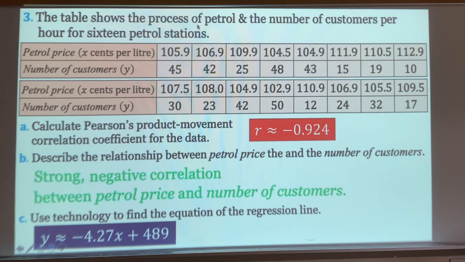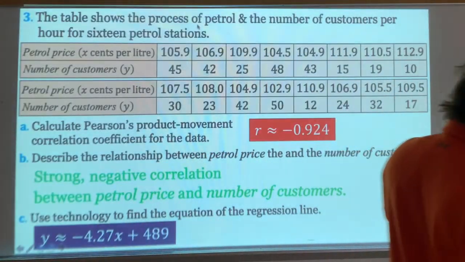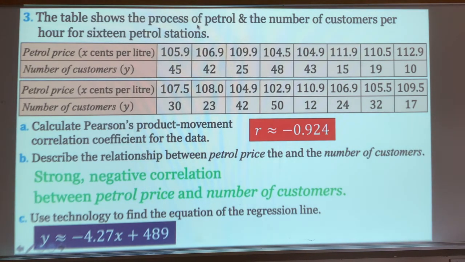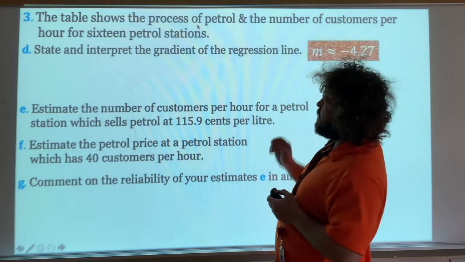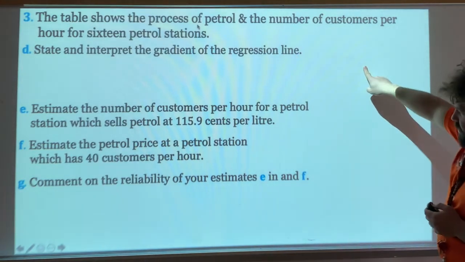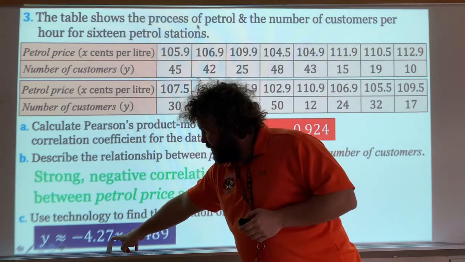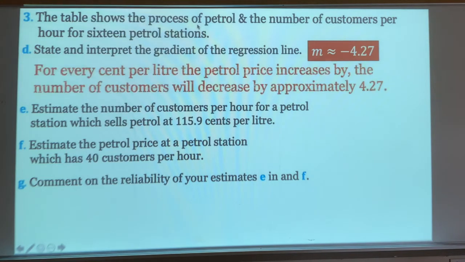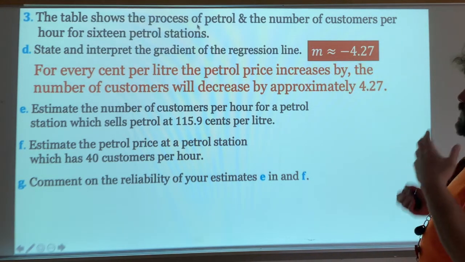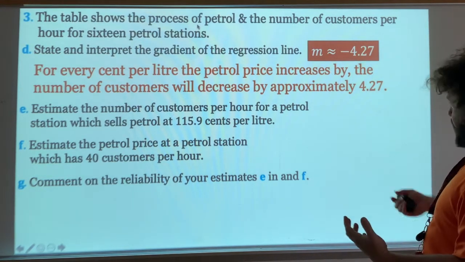Now we're going to use this info. What do we use this info for? We're going to go to letter D. It says the table shows the price. Now we're going to state and interpret the gradient of the regression line. The regression line right here is negative 4.27x, so the gradient is negative 4.27. What does that mean? For every cent the price per liter of petrol goes up, the number of customers goes down by approximately 4.27.